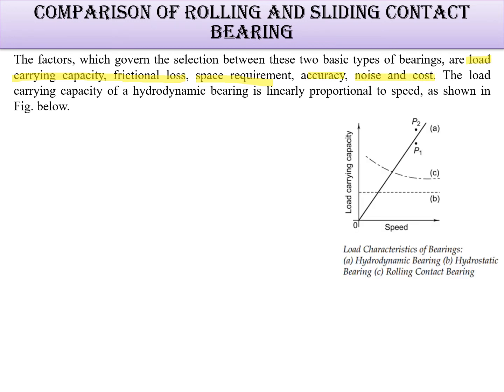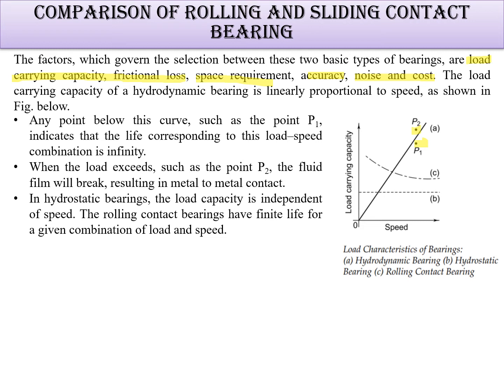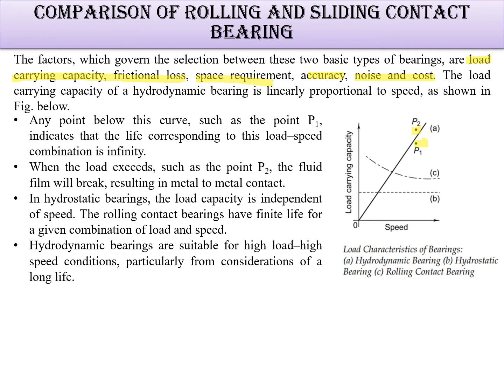Now we can see, based on this figure, that the aerodynamic bearing is linearly proportional to speed. That means if speed is increased, at this level, that is P1, it is suitable for aerodynamic. But at P2, it may be possible that due to heat, the viscosity will decrease and it can have metal to metal contact in the aerodynamic bearing. But in rolling contact bearing, we have a definite life also. Rolling contact bearing has a definite life, and in hydrostatic bearing, load capacity is dependent on speed only. Based on the speed only, it is defined.